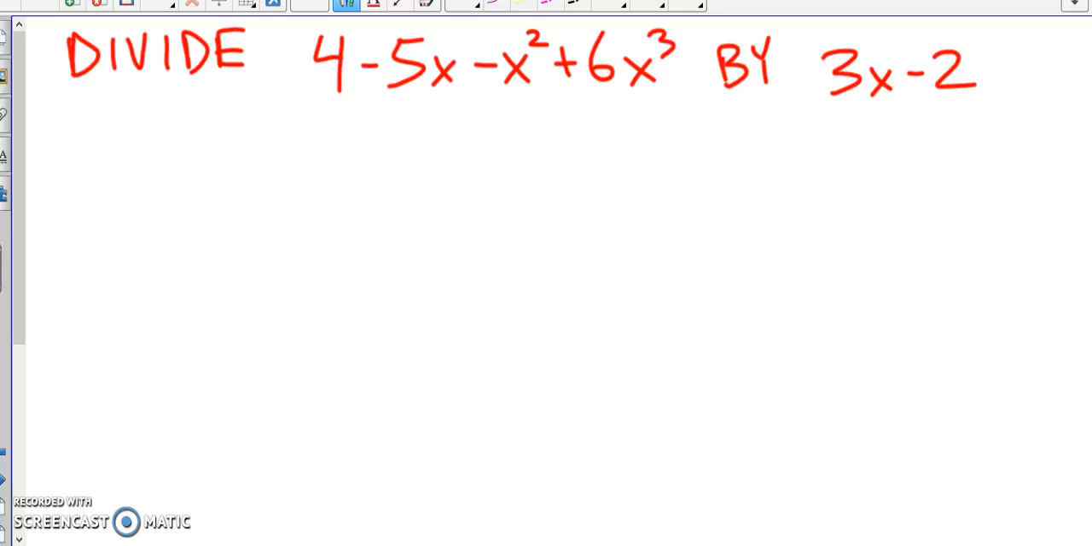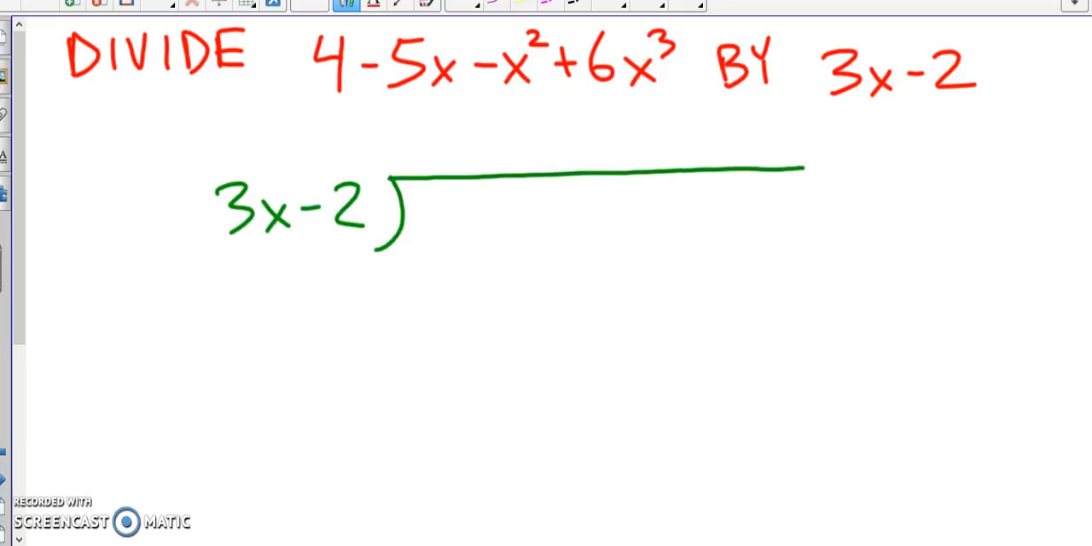Well, yeah, but maybe we should think about writing the dividend in a different order, as it's kind of backwards for the way we normally write it. That was what I was looking for. I'm sad now. This would be 6x cubed minus x squared minus 5x plus 4.